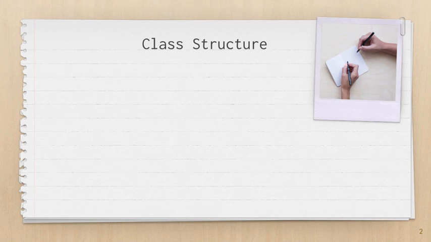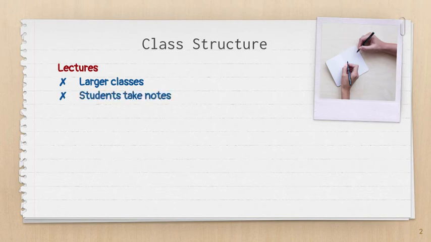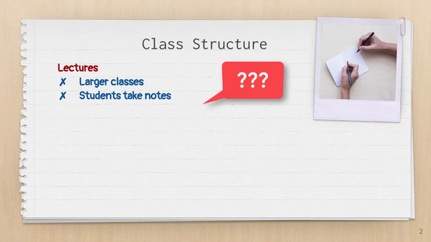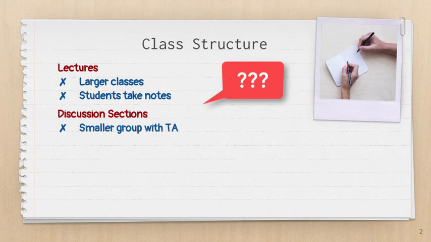To start, let's talk about the structure of classes. Lectures are larger classes where professors typically talk while students take notes. However, students are allowed and encouraged to ask questions during the class. Lectures may also have discussion sections. These include smaller groups of students from the class and a teaching assistant or TA. During these sessions, students are expected to actively participate in class discussion and ask questions.